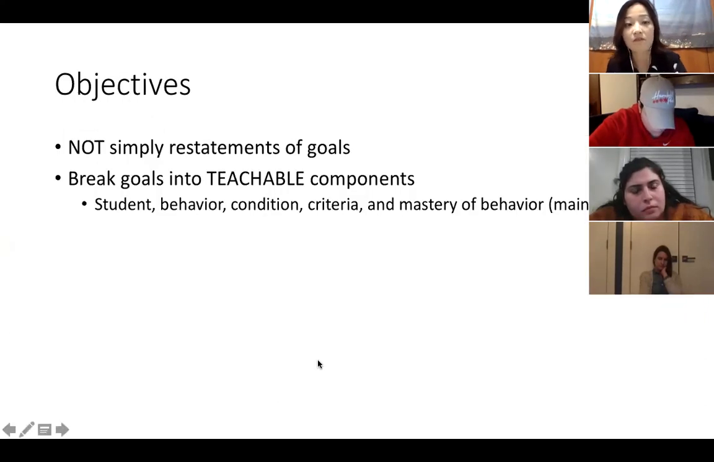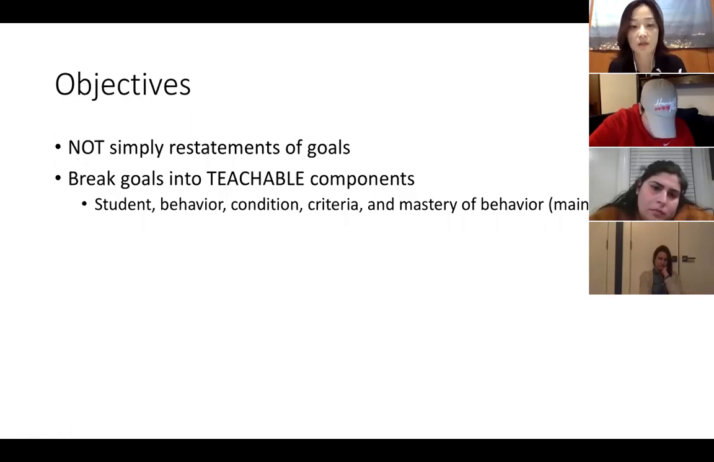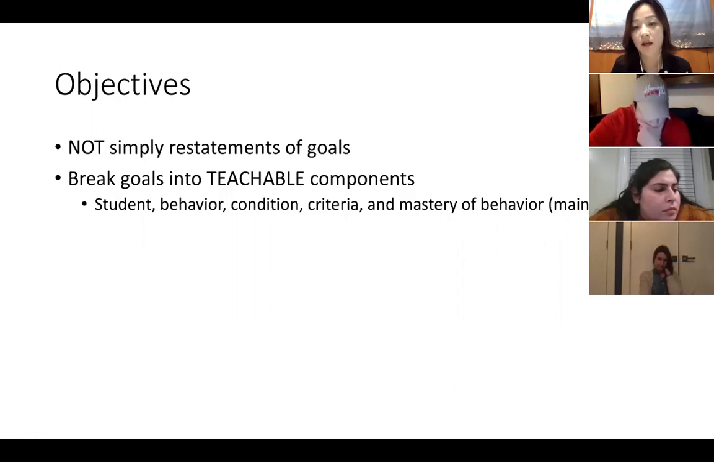However, objectives under each goal are not simply restatements of goals. You have to break the goal into teachable components. When we say teachable components, they include student, behavior, condition, criteria, and mastery of behavior, which means maintenance. Usually an objective is one sentence, and that one sentence should include these 5 elements: student, behavior, condition, criteria, and mastery of behavior. Let's take a look at each element.